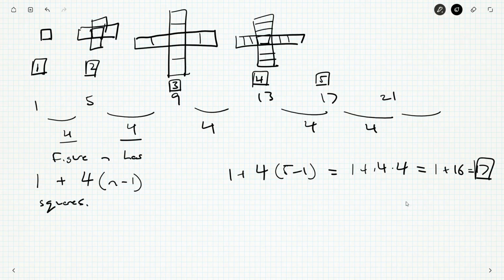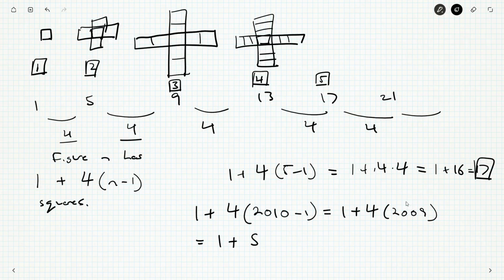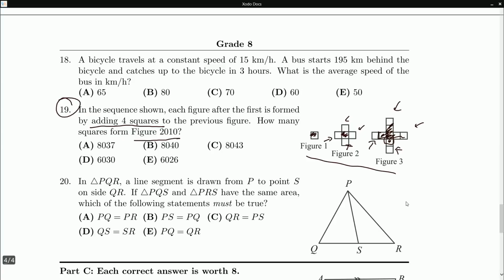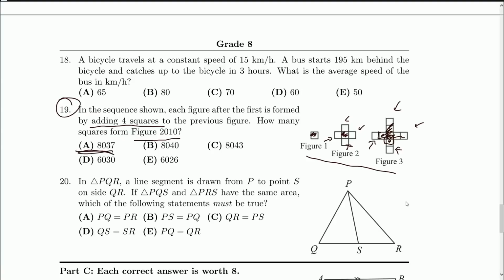Okay. Now what are we asked about? Figure 2010. So we would get 1 plus 4 times 2010 minus 1, which is 1 plus 4 times 2009. And that's going to be 1 plus, and you can get out your calculator if you need it, but 8,000, 9 times 4 is 36. So we'll get 8,037. Okay. So 8,037, is that a possible answer? Yep, there it is. It's A.